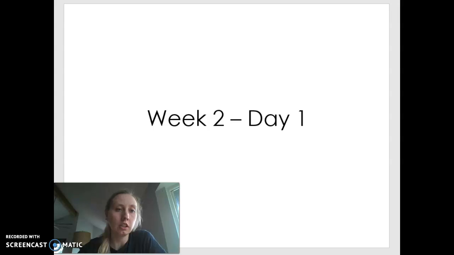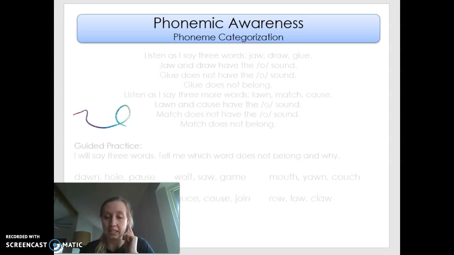So we're going to do a little bit of phonemic awareness. This is where you're listening. I'm going to tell you 3 words and you're going to listen for the one that doesn't have the same sound in the middle or at the end. So jaw, draw, glue. Glue would not belong because it does not have the ah sound.